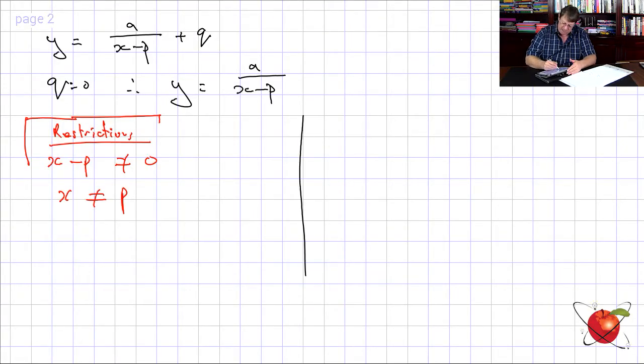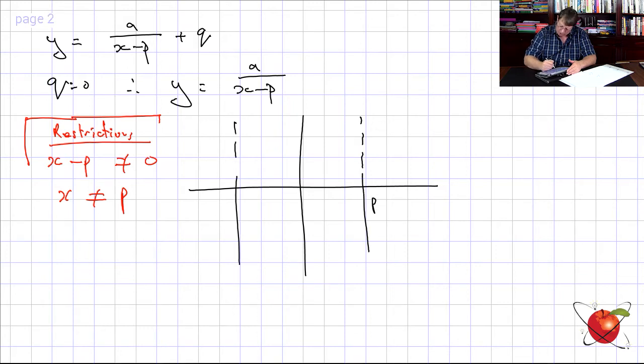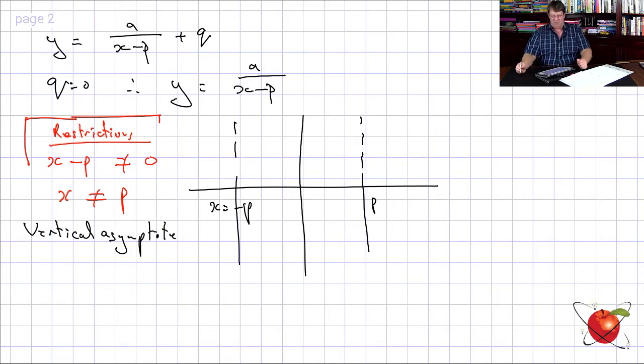Straight away, I say, hold on, x cannot be p, or x cannot be equal to minus p, depending upon what we get here with the numbers, okay? So it means that this value here is the new vertical asymptote. The new vertical asymptote, correct? That's what we've got over there. It's the new vertical asymptote.